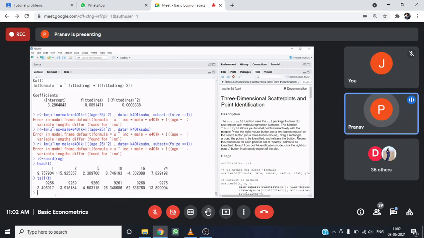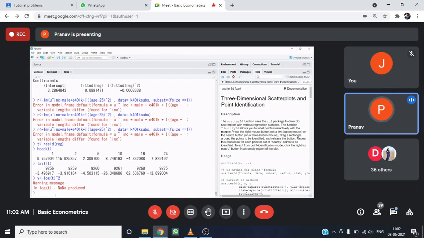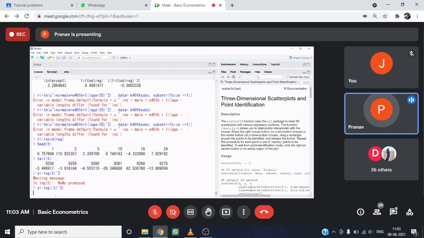Now what do I have to do? I'll run a regression of log of ui square. I have stored the residuals of the regression as t. Let me create a new variable where I take the log of t squared. So it will give me log of residual square. Yes, now I've got log of residual square.